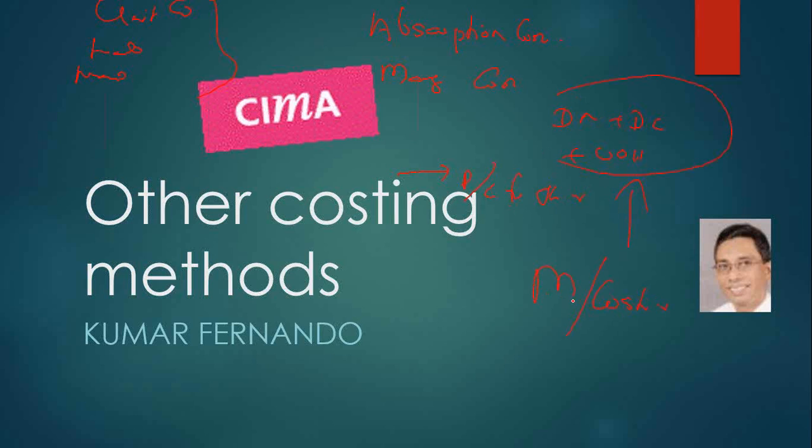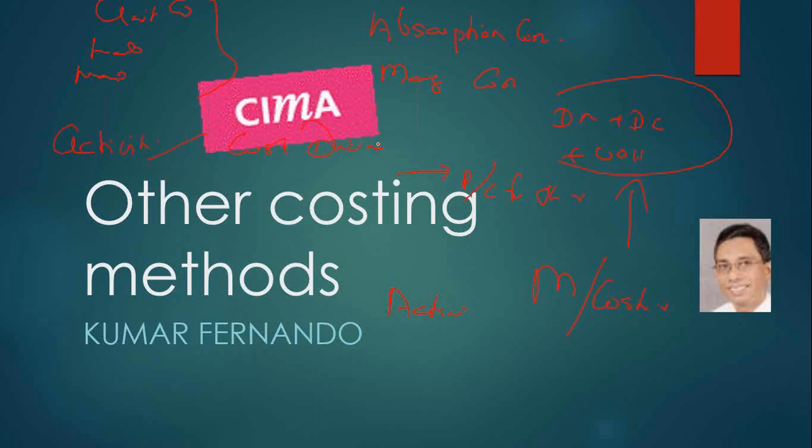Then we learned last week what is called activity-based costing. There it is the same as absorption costing, only different is overheads are absorbed, not according to the unit cost, not according to the labor hours, not according to the machine hours, but according to the activities. Costs are taken into activities and they are absorbed using a cost driver. So that is what we learned up to last lesson.